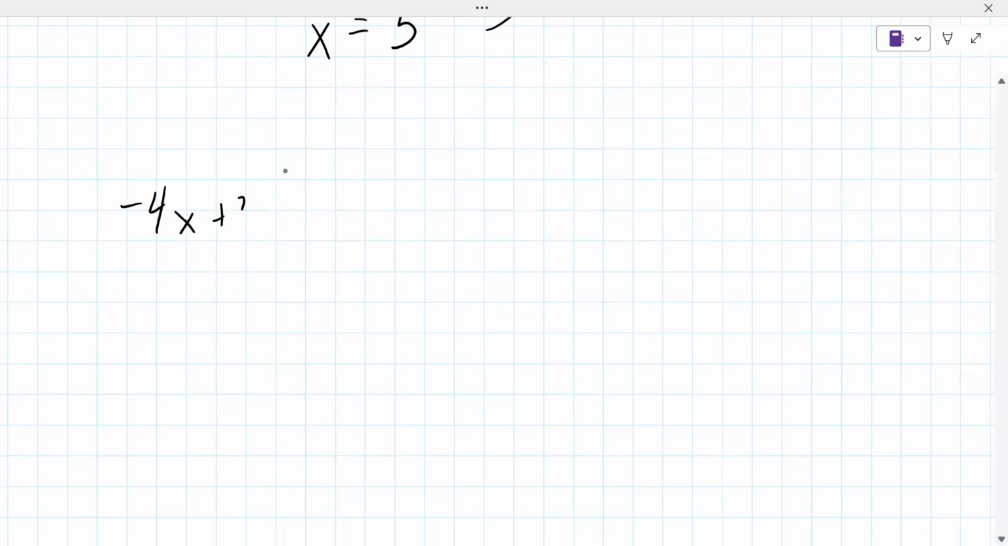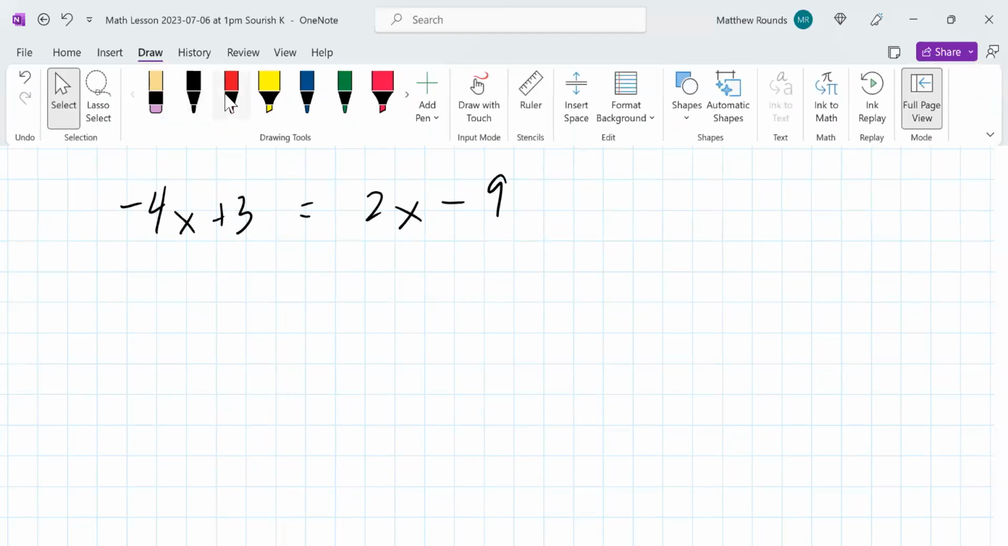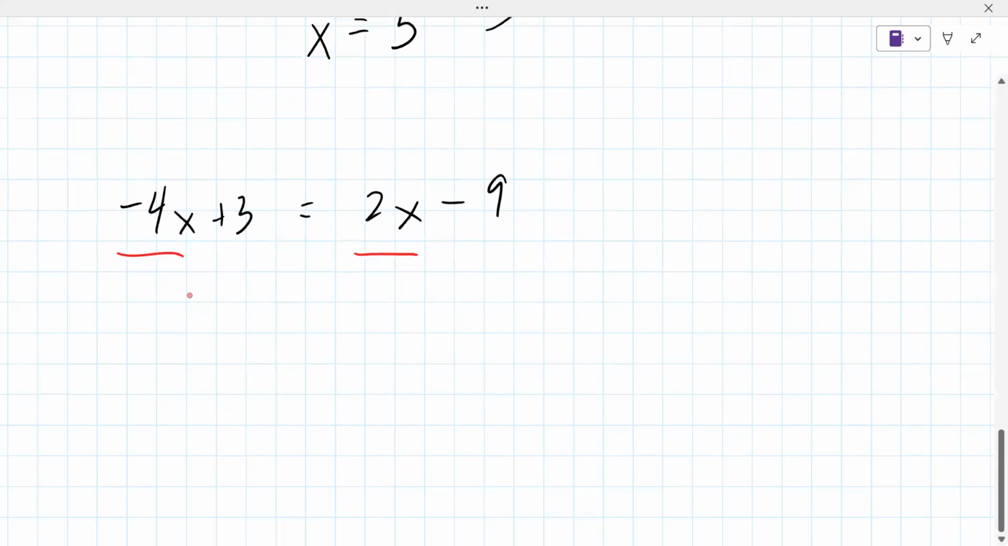Minus 4x plus 3 equals 2x minus 9. Okay. So which is smaller, Sourish? Is it minus 4x or is it 2x? Which is smaller? Because on the number line, negative falls to the left and positive to the right. That's right. So this one, minus 4x, is smaller.